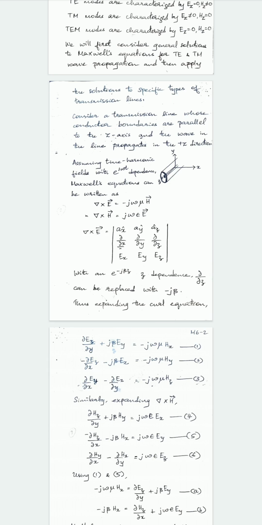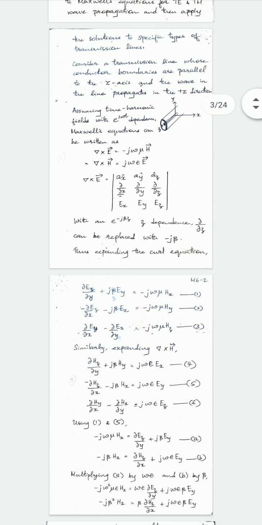For the dependence on dou by dou z, the time dependence we represent using e raised to j omega t, and the z dependence we represent using e raised to minus j beta z. That means the wave propagates along the plus z direction. Then we can expand this determinant and equate the left and right components.